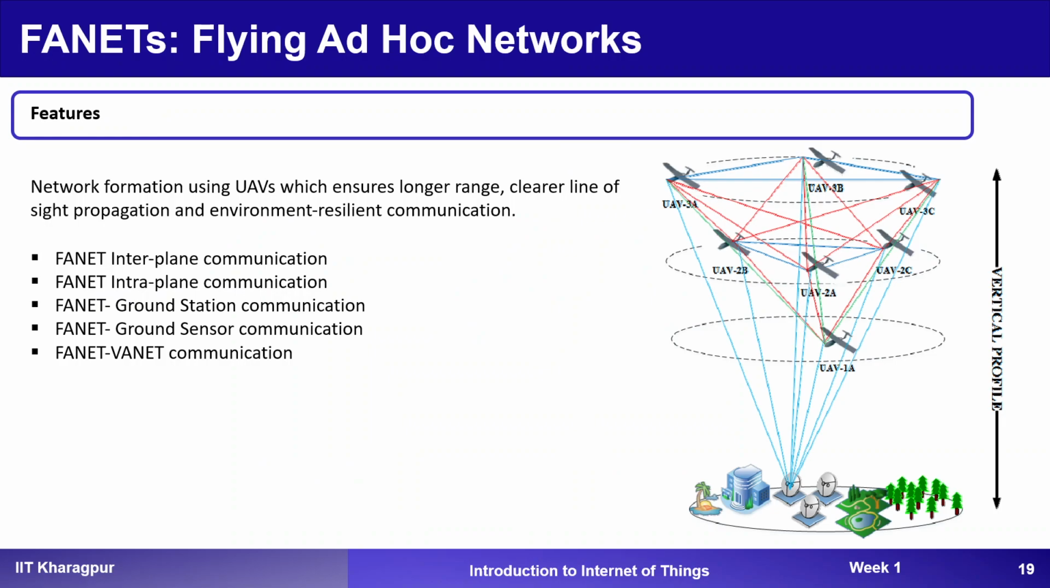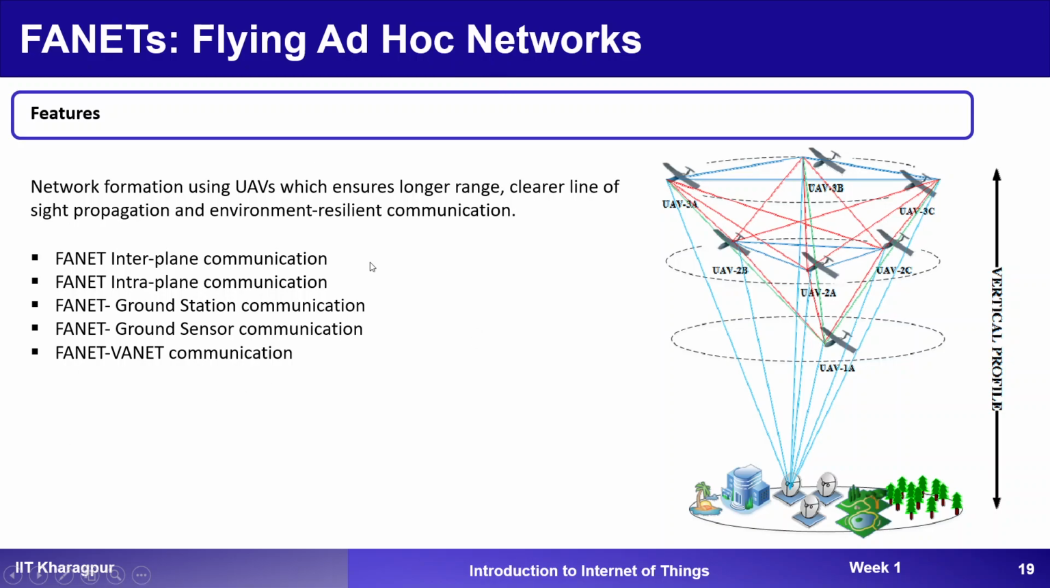Now, flying ad hoc networks. So what is the difference between your UAV network and flying ad hoc network? The flying ad hoc network is the composition of your UAV networks. The UAV networks, which are present at different layers, if we connect all those UAV networks together, then it will become your flying ad hoc network.